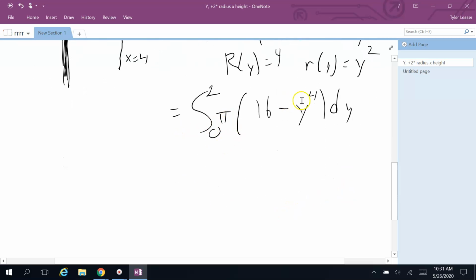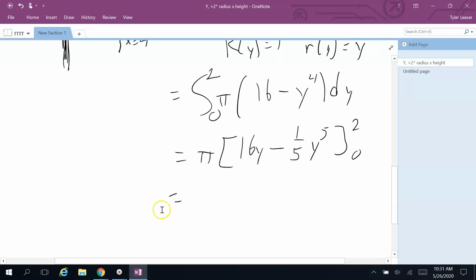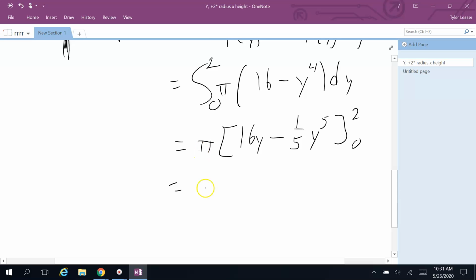All right, we can pull the pi out and go ahead and do the antiderivative. 16 is just going to go to 16y. Remember, we're taking antiderivative with respect to y. Y to the 4th is going to go to 1/5 y to the 5th. And that we're going to evaluate from 0 to 2. So if I plug 2 into here, still have the pi on the outside. 16 times 2 is 32, minus 2 to the 5th is also 32 fifths. Minus, if I plug 0 into this, I just get 0.